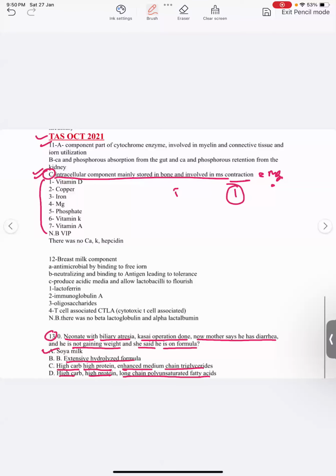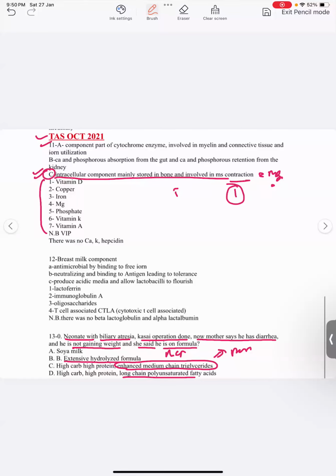Why? This is because there is steatorrhea, there is decreased fat reabsorption. So what will we do? We will give medium chain triglycerides. We read yesterday why medium chain triglycerides: they are directly absorbed into your portal circulation. They do not need to be degraded by the lipases. So we will use the formula that contains medium chain triglycerides. What about the extensively hydrolyzed formula? We have read that we usually use them in cow's milk protein allergies. Okay.